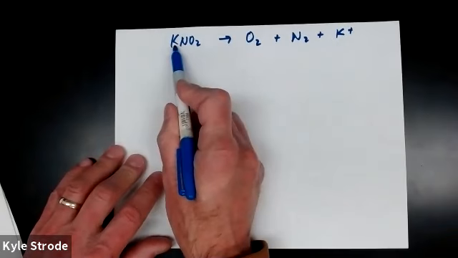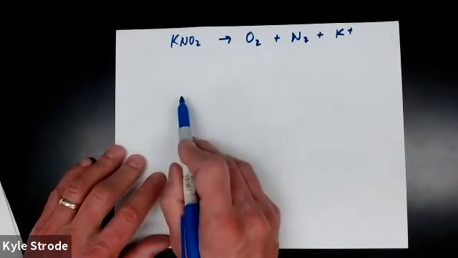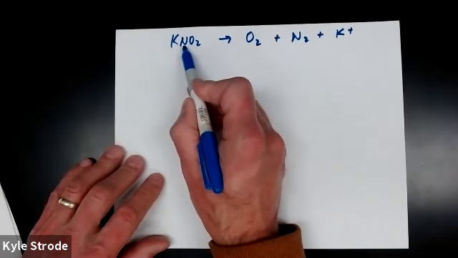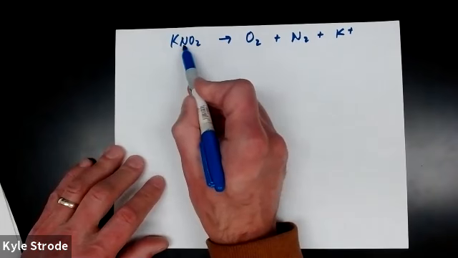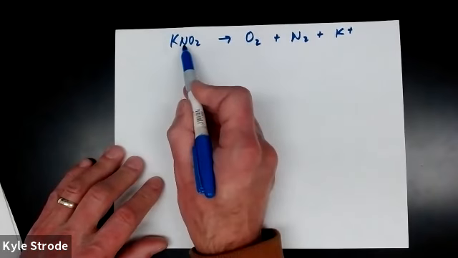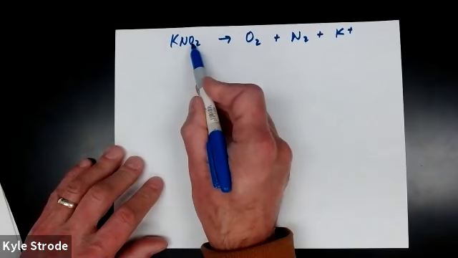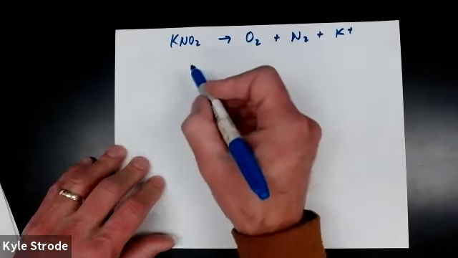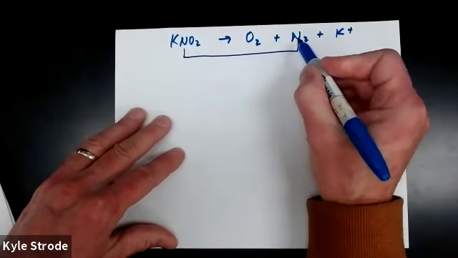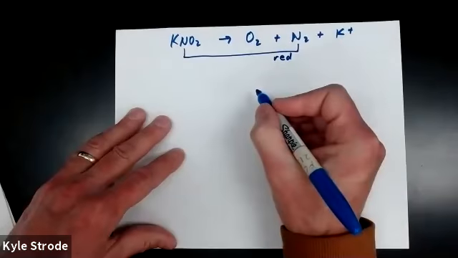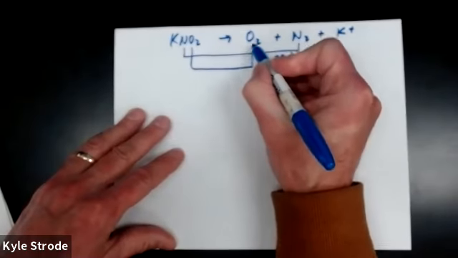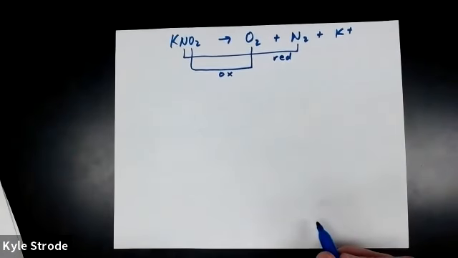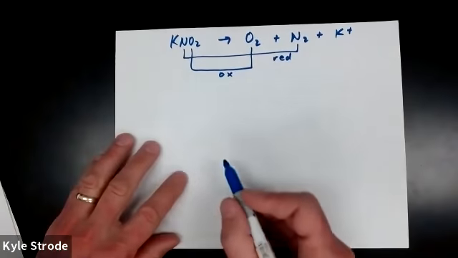K is +1 here. It's always +1, and it's +1 there, so it's not undergoing oxidation or reduction. N in NO2 is part of the nitrite ion, so that's NO2 minus, and nitrogen here is going to be +3. Oxygen's -2. Here oxygen is 0, and here nitrogen is 0. So we can see that our nitrogen is going down, reduction, and our oxygen, going from -2 to 0, is going up. It's being oxidized. So let's just go right for the oxygen first.